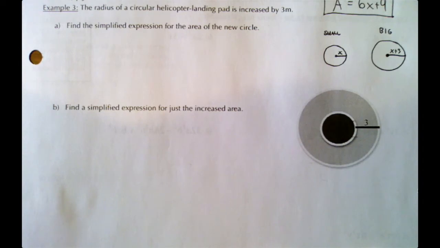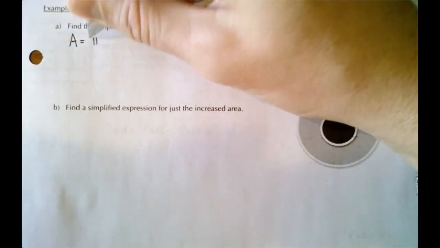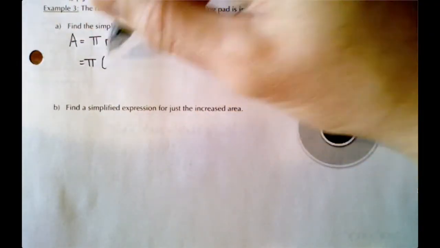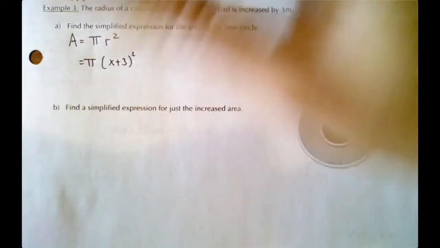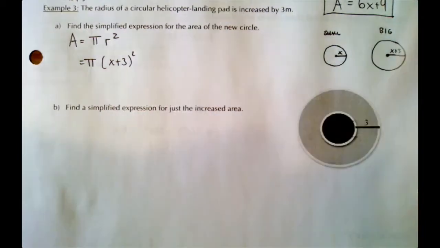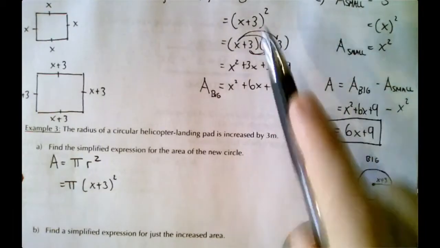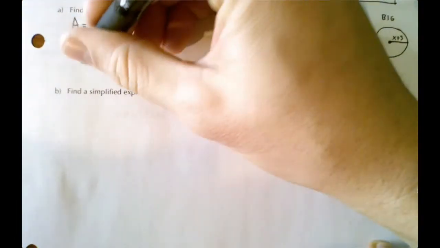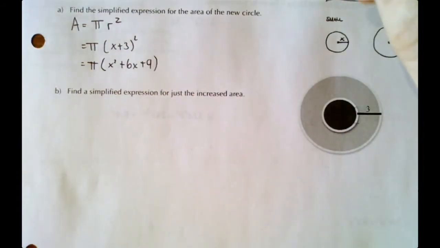So first part's find a simplified expression for the area of the new circle. So how do you find the area of a circle? It's pi r squared. And we want for the new circle or the big circle, the radius of our big circle is x plus 3. X plus 3 squared is exactly what we did in the previous question. If we go look, x plus 3 squared gave us x squared plus 6x plus 9. So I'm just going to steal that. I'm not going to do the FOIL again. X squared plus 6x plus 9. And that comes from foiling, and it's just stealing the work from the question we did before.